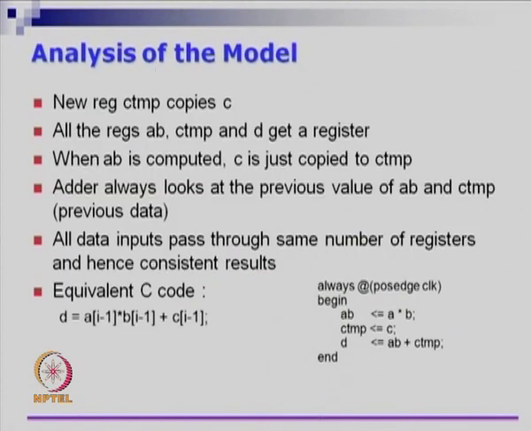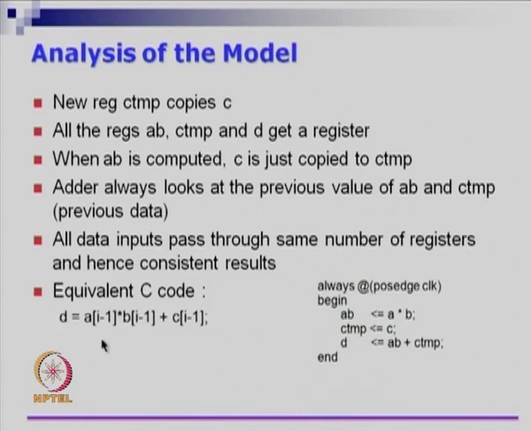So, the analysis, so again the Verilog code is shown in the right bottom. Analysis of the model shows that the new reg C temp copies C. All the regs A B, C temp and D get a register, and when AB is computed, C is just copied to C temp, and adder always looks at the previous value of AB and C temp. All the inputs pass through the same number of registers.